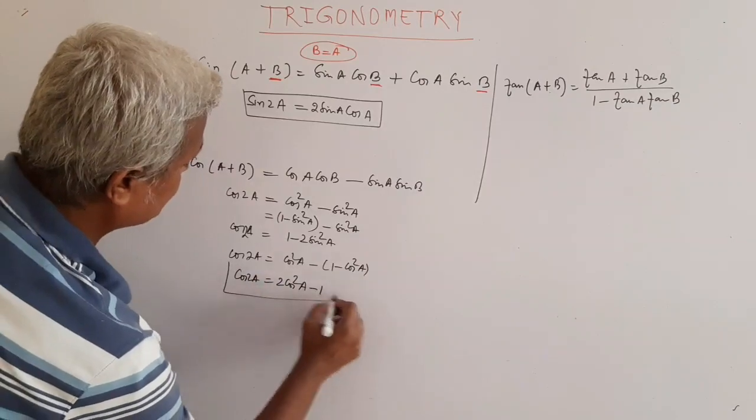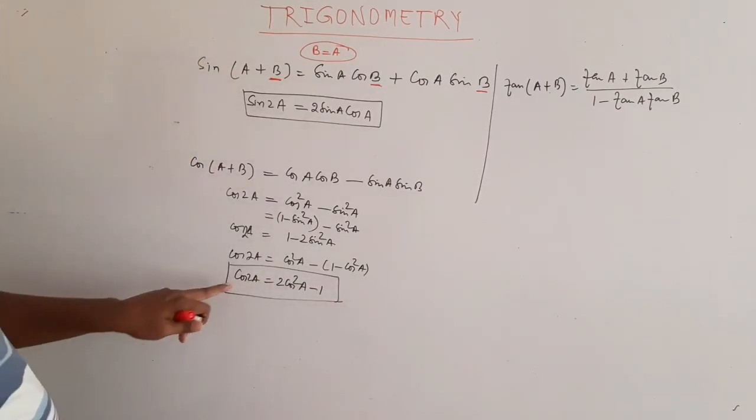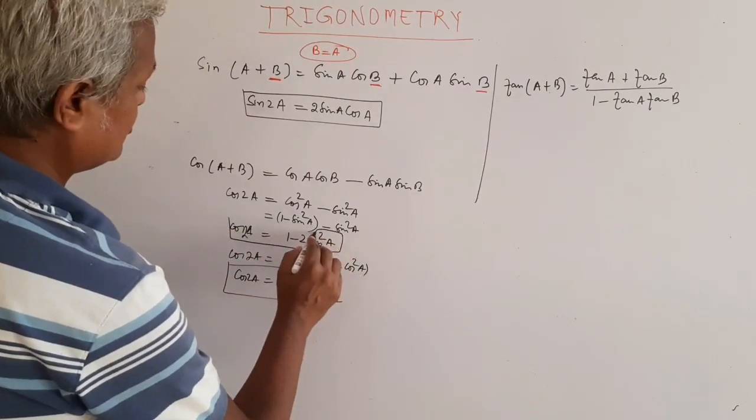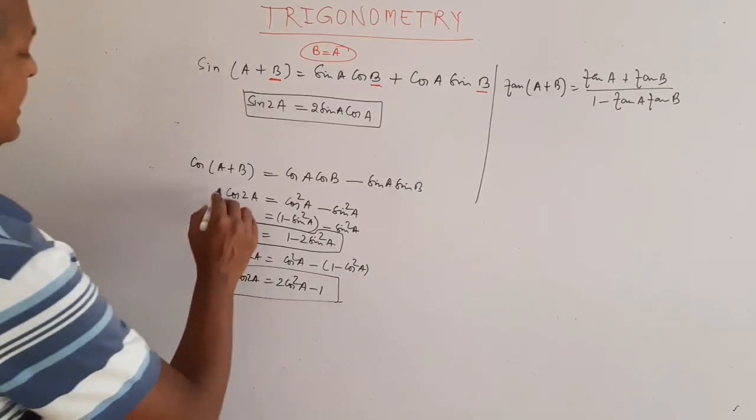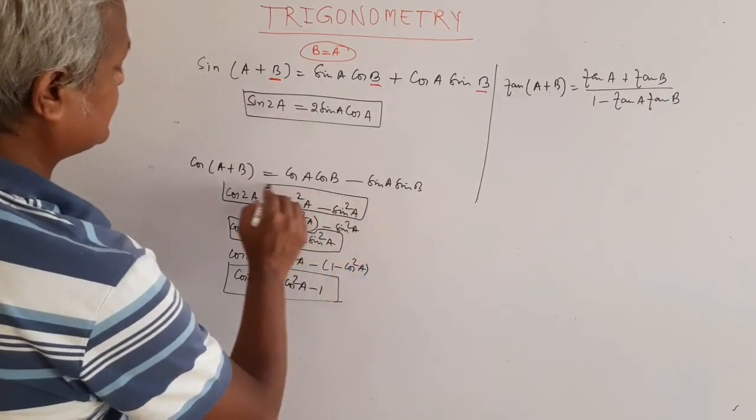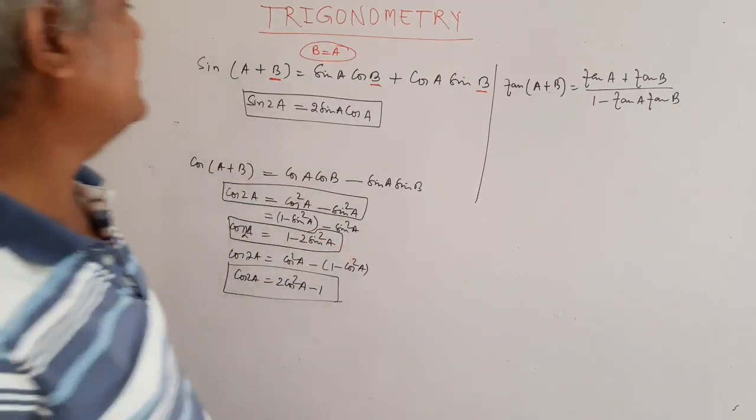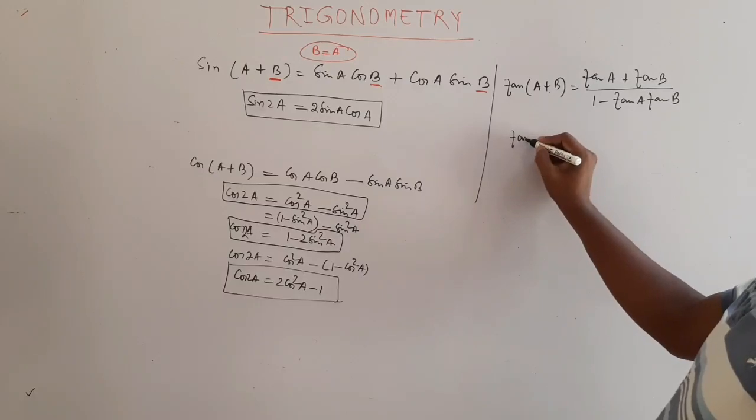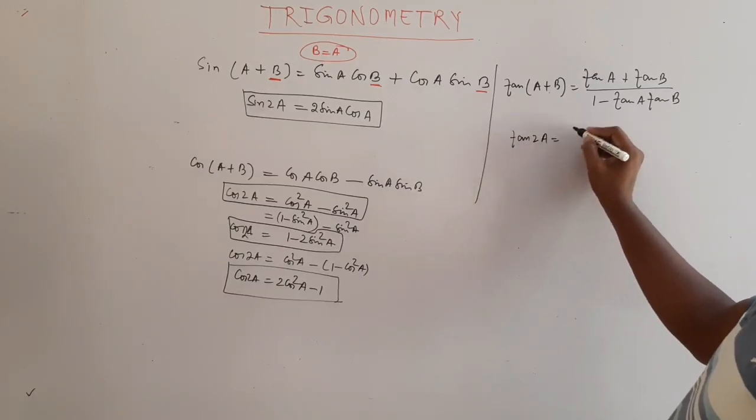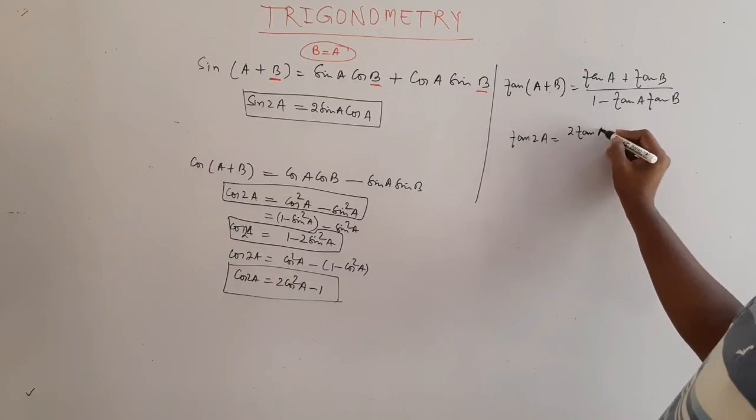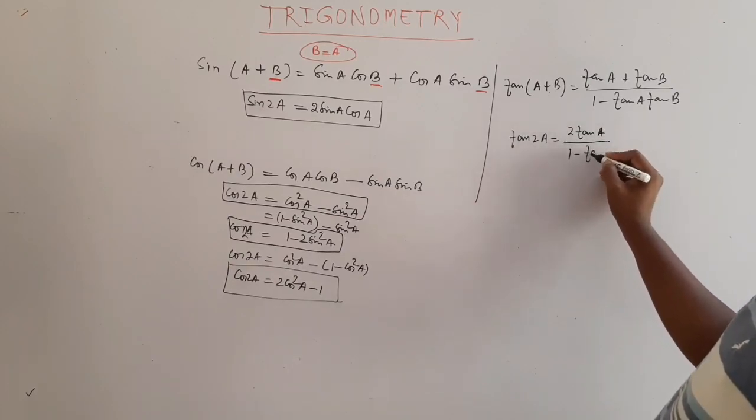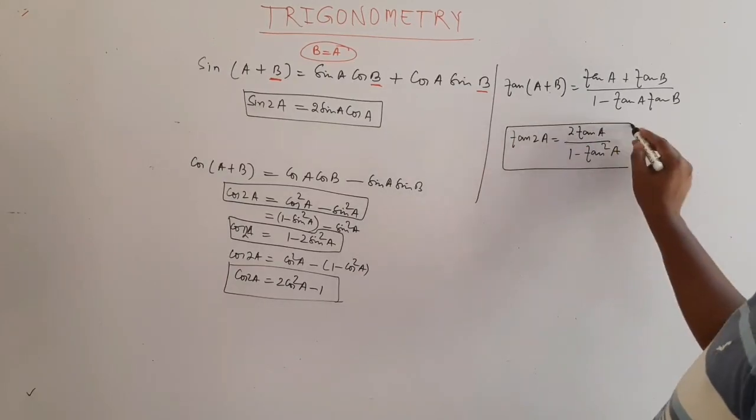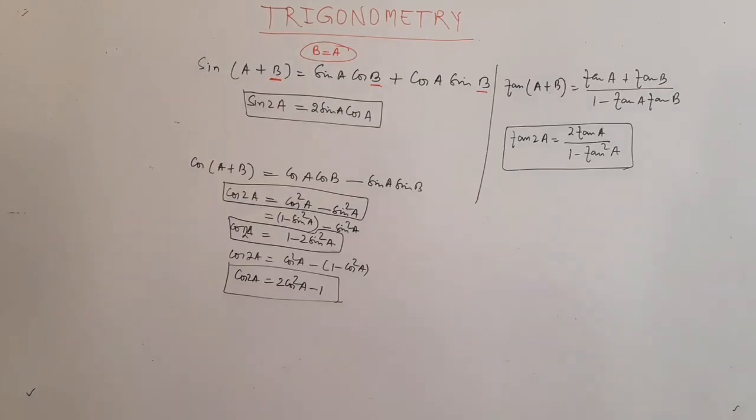So now you see, you get one formula: cos 2a is 2 cos square a minus 1. Cos 2a is also 1 minus 2 sine square a, and cos 2a is cos square a minus sine square a. Sine 2a is 2 sine a cos a. In the same case you will have tan 2a is 2 tan a over 1 minus tan square a. So these formulas you should keep in your head.